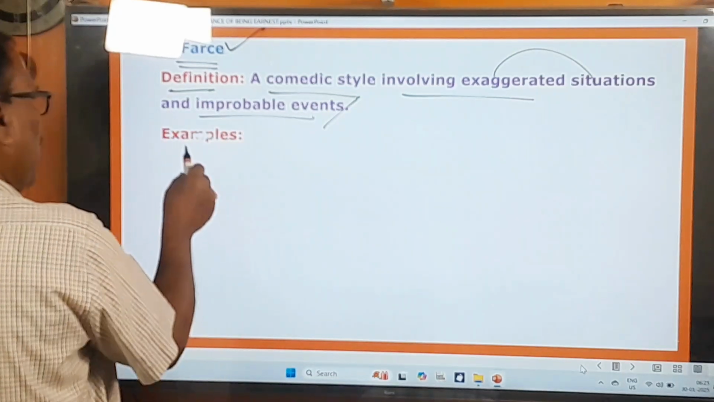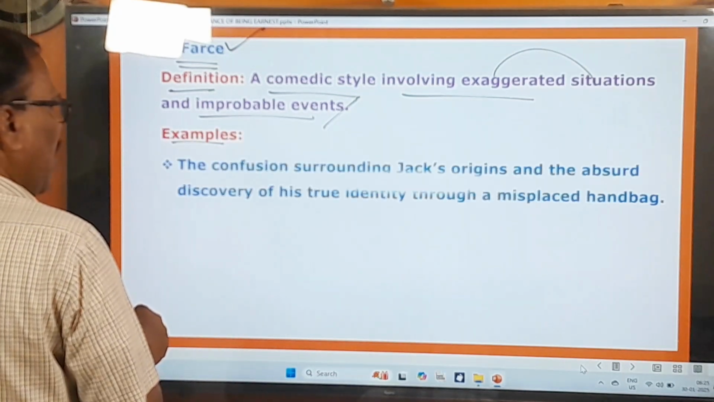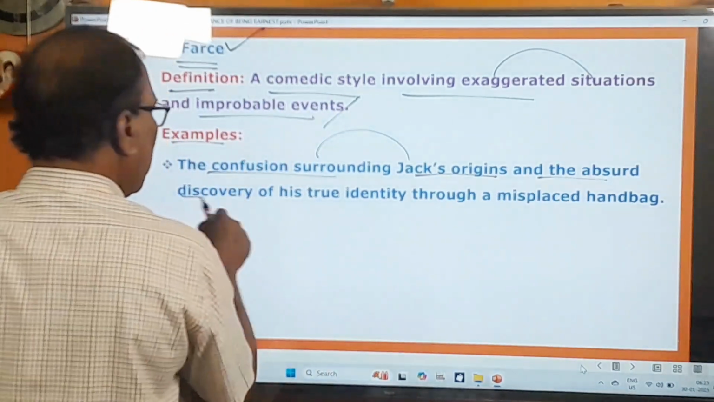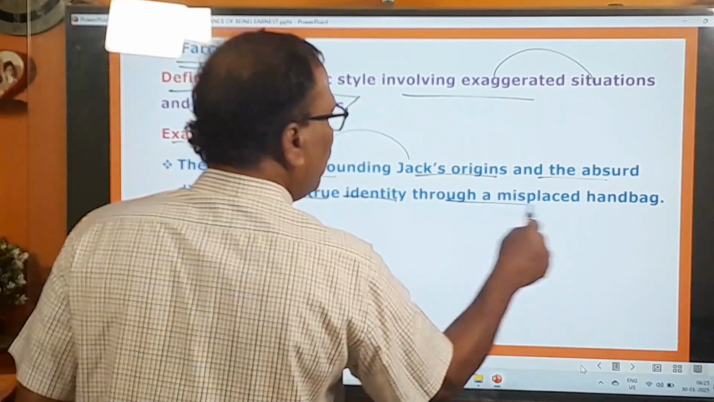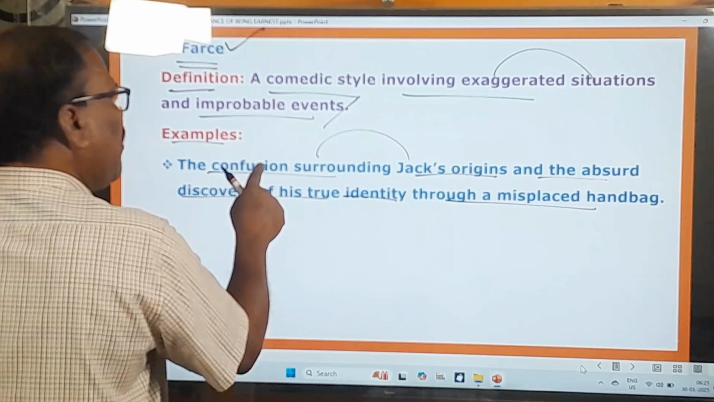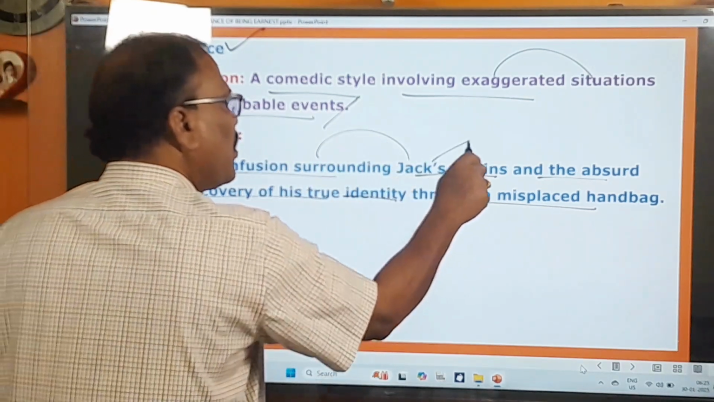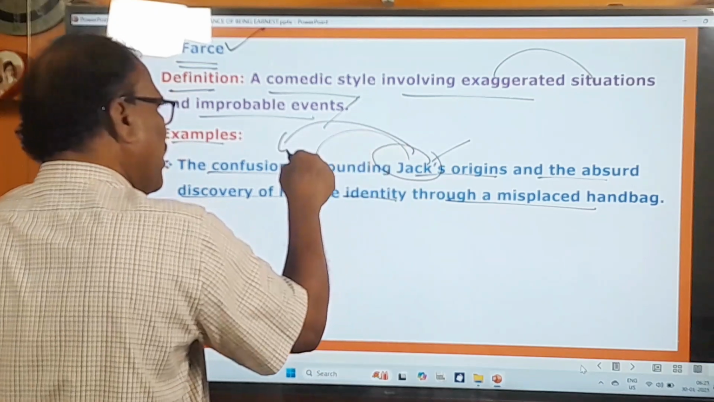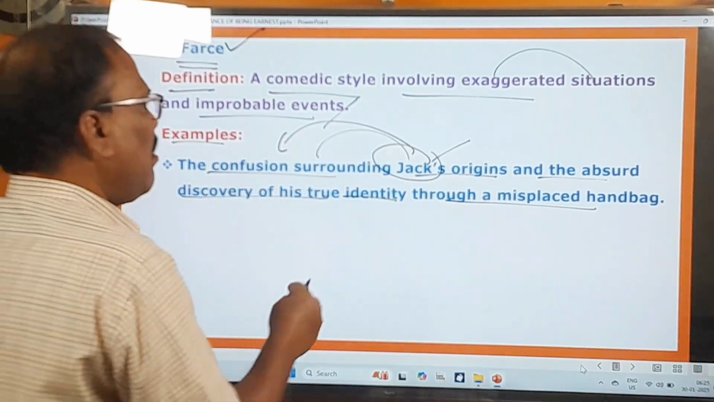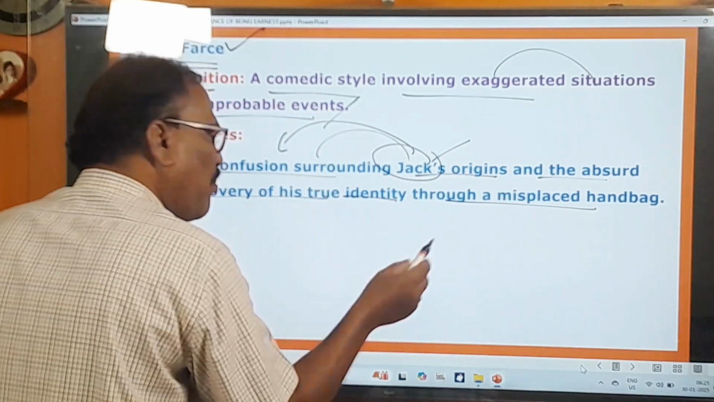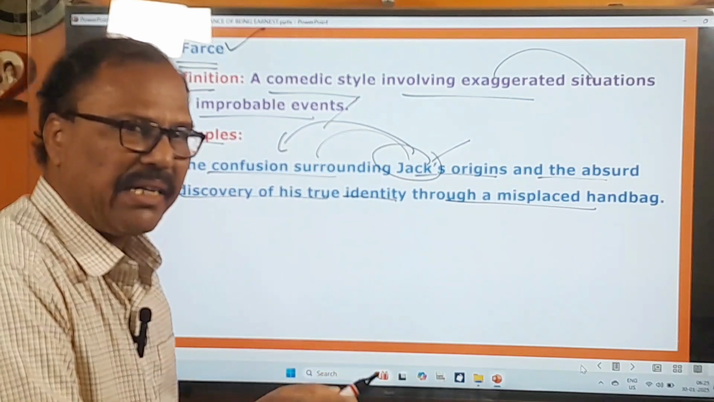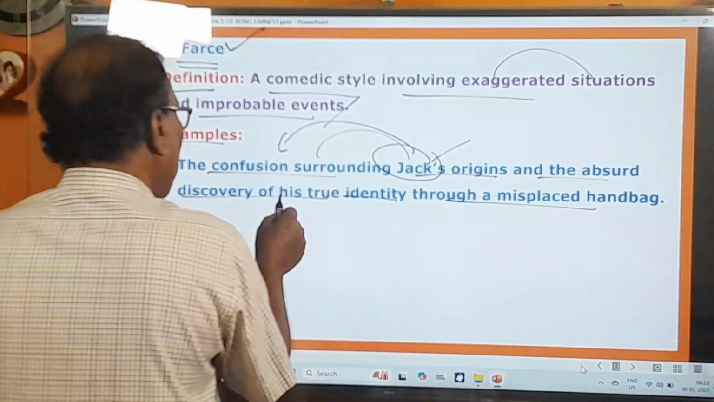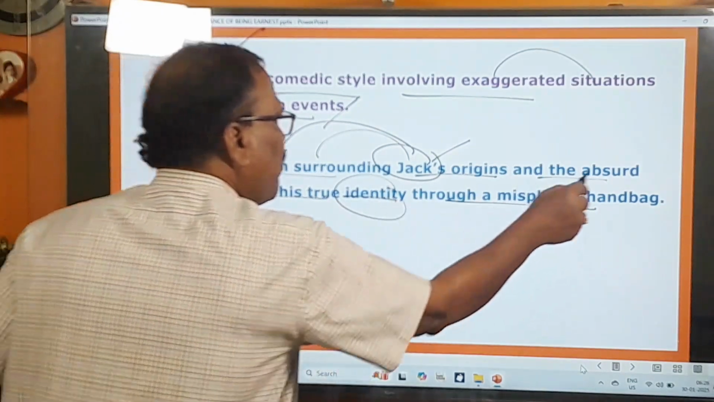And here some examples are given for your understanding. The confusion surrounding Jock's origins and the absurd discovery of his true identity through a misplaced handbag. So here Jock's origin is highly confusing, because this Jock was said to have been misplaced in a bag at a railway station. You know very well, he was misplaced. So the discovery of his true identity is also very absurd.